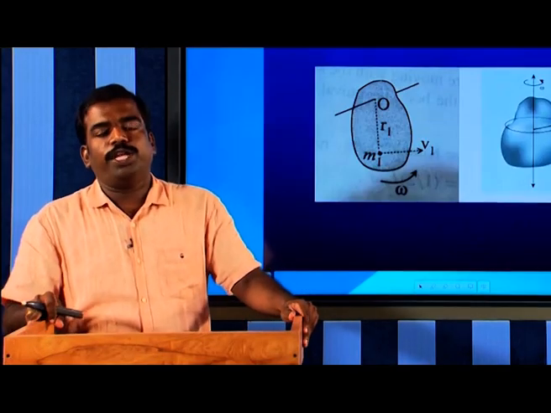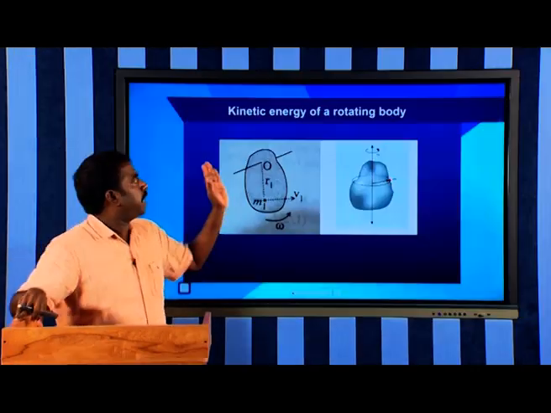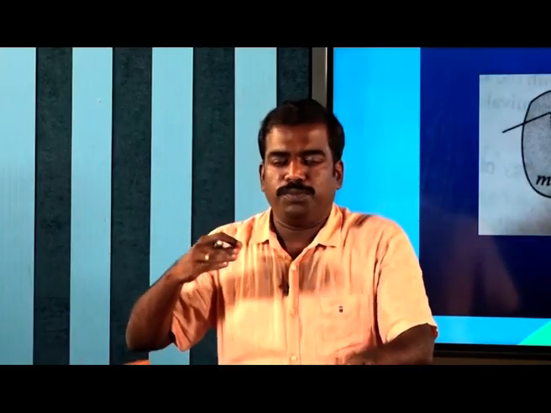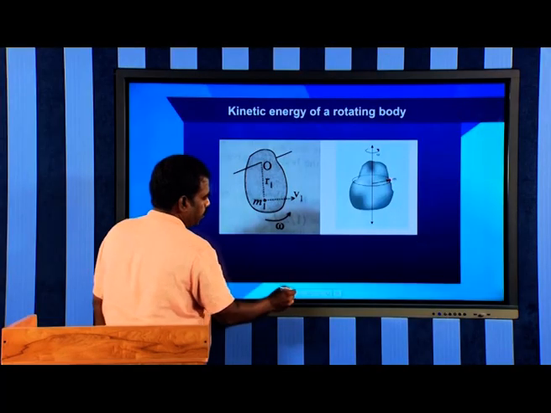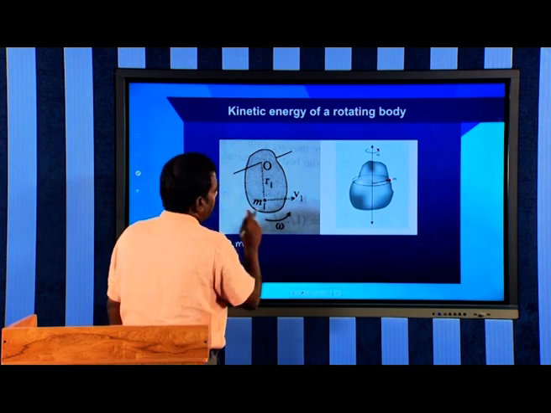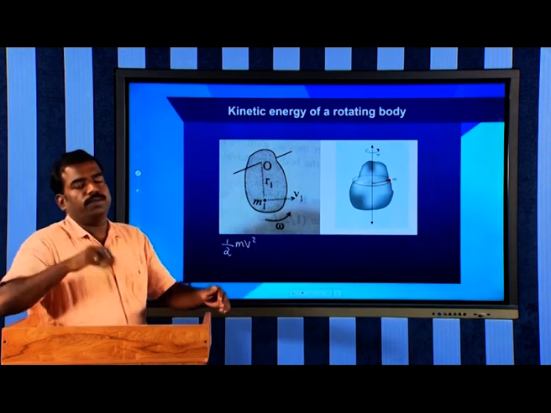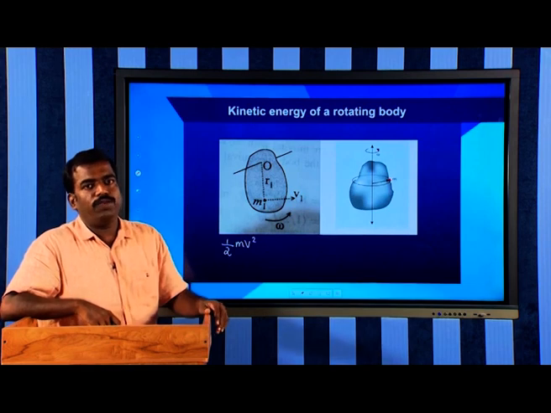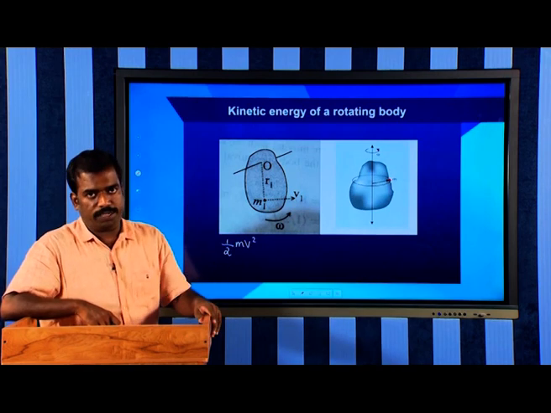So, next we need to learn the kinetic energy of rotating bodies. We know when a body is moving along a straight line, or executes translatory motion with a velocity v, and m is the mass of the particle, the kinetic energy expression is half m v square. But here we are considering rotational motion. So, instead of v, we need to find out the angular velocity.